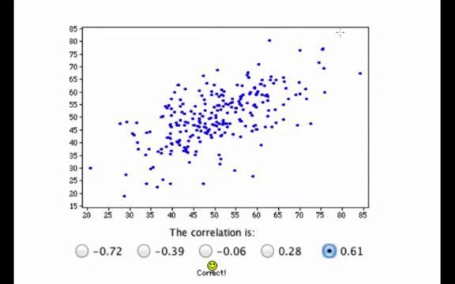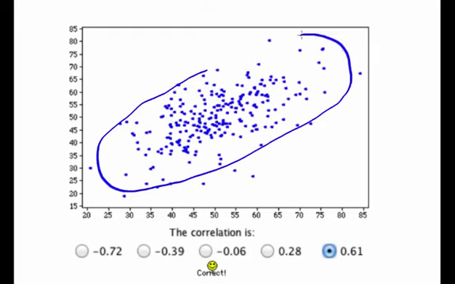Here's another example. I again will draw the envelope around the set of points, and you see this time it's a little wider or a little fatter. And also when I draw the regression line, it's again a positive correlation, but it's not quite as strong as the last one. But it again shows a good example of a positive correlation. As you can see, the correct estimate here is 0.61.